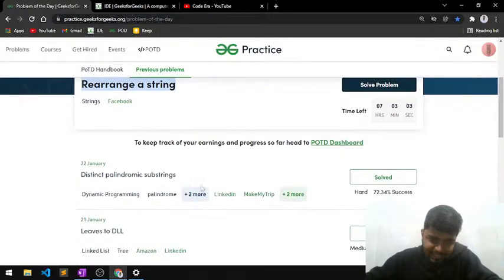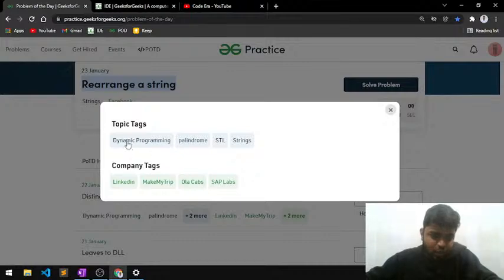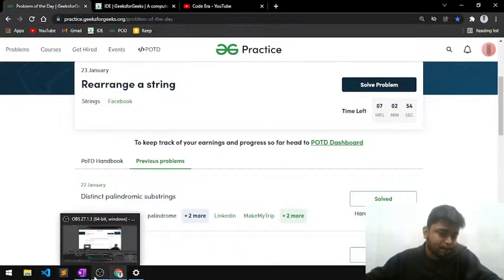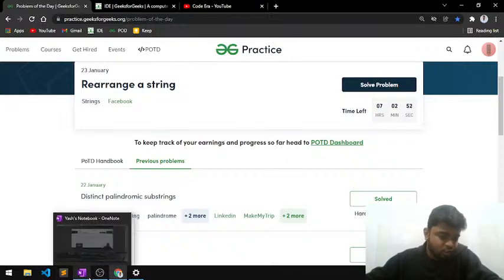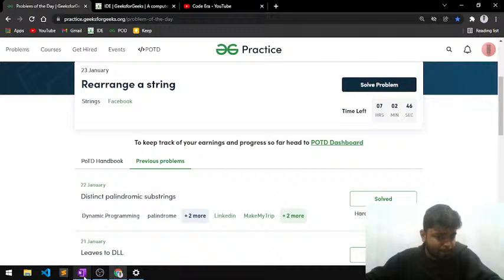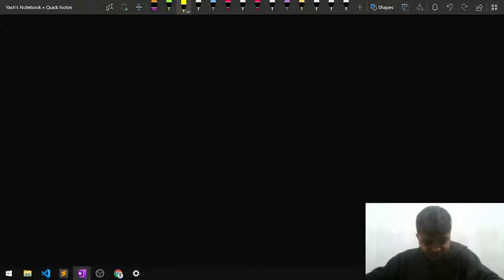Okay, like this problem, as you could see, it was asked in a lot of organizations like LinkedIn, Make My Trip, Ola Cabs, and things like these. So this was a combination of string as well as dynamic programming. So it was a good approach. You can also do it in the tabulation method, or like I did it, in memoization. You can also do it bottom up, but top down is, I think, more clear to everybody. So this was the question.